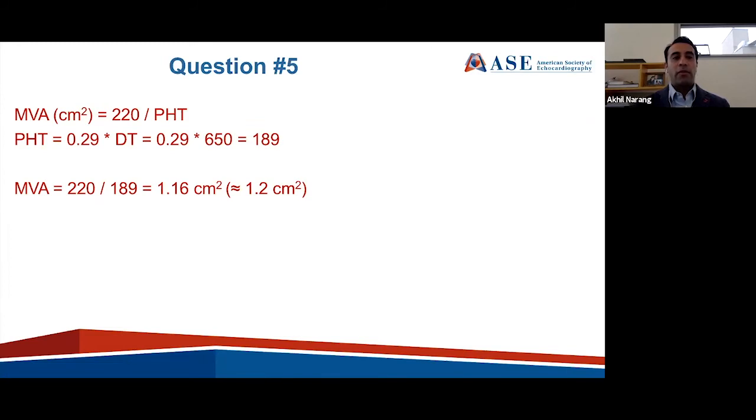In order to do this, the formula is 0.29 times the deceleration time equals the pressure half time in milliseconds. So 0.29 times 650, which was given to us in the question stem, gives us 189. And accordingly, the mitral valve area is 220 divided by 189. This gives us 1.16 centimeters squared, or approximately 1.2 centimeters squared, which is the correct answer.